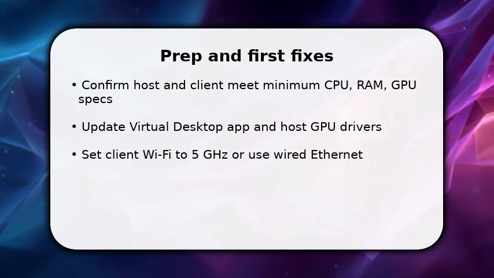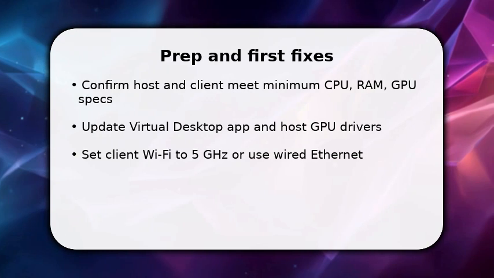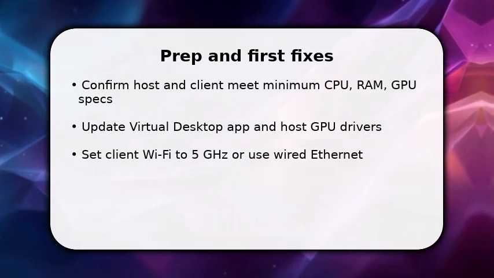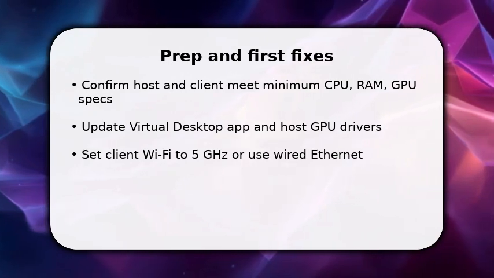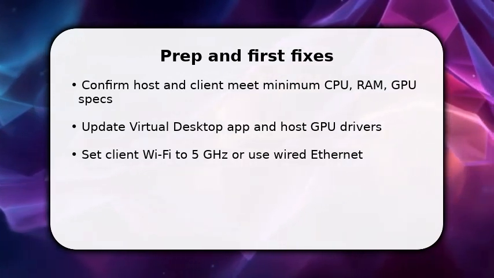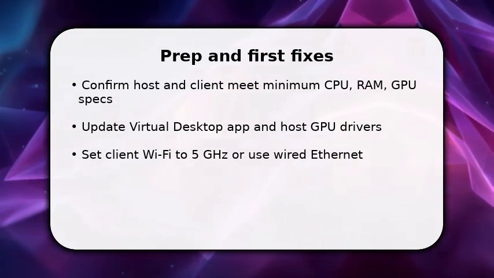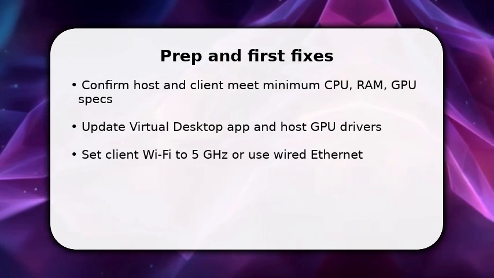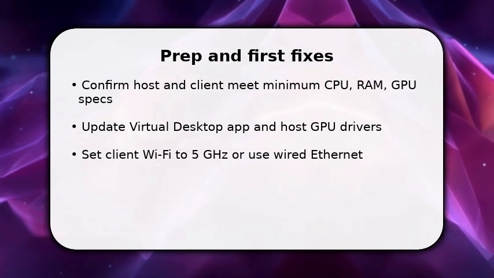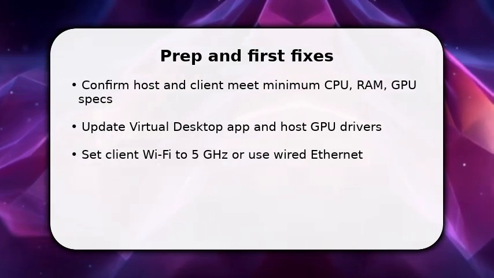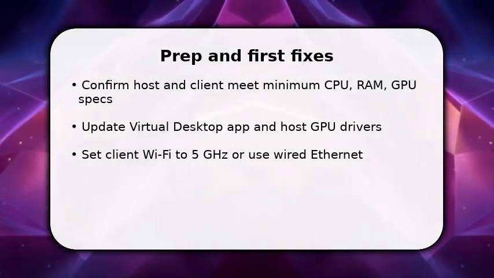You start by eliminating the easy bottlenecks. Check that the host PC and your headset PC meet CPU, RAM, and GPU requirements so encoding isn't choked. Once done, update the virtual desktop app and GPU drivers because software fixes latency and stutter. Make sure to switch your client to a 5 GHz Wi-Fi band or plug in wired Ethernet. This stabilizes bandwidth. These steps remove common causes and let you proceed to fine-tune encoding and frame timing.